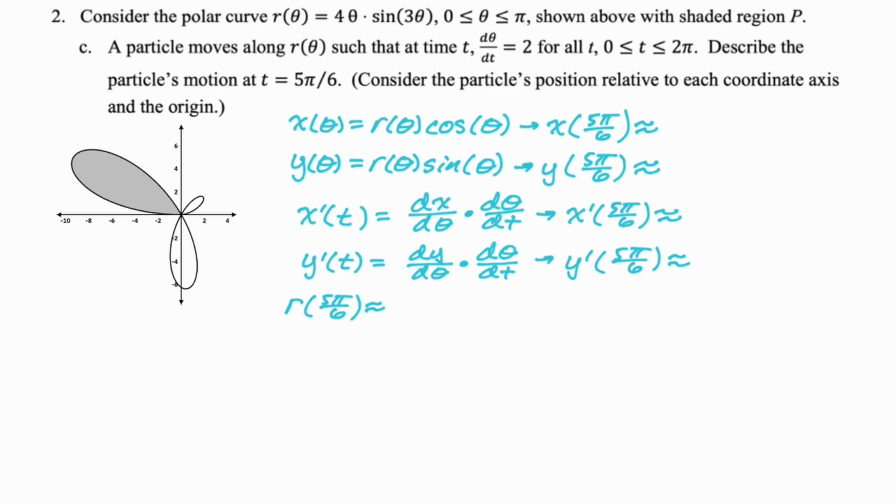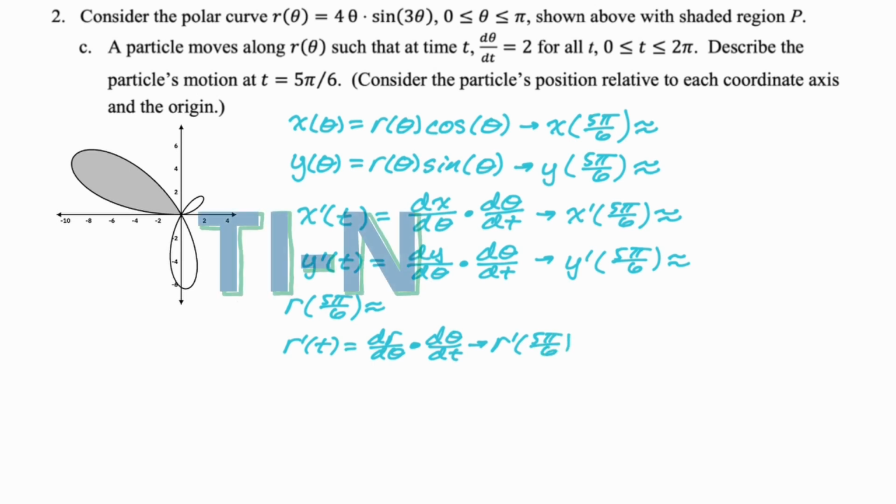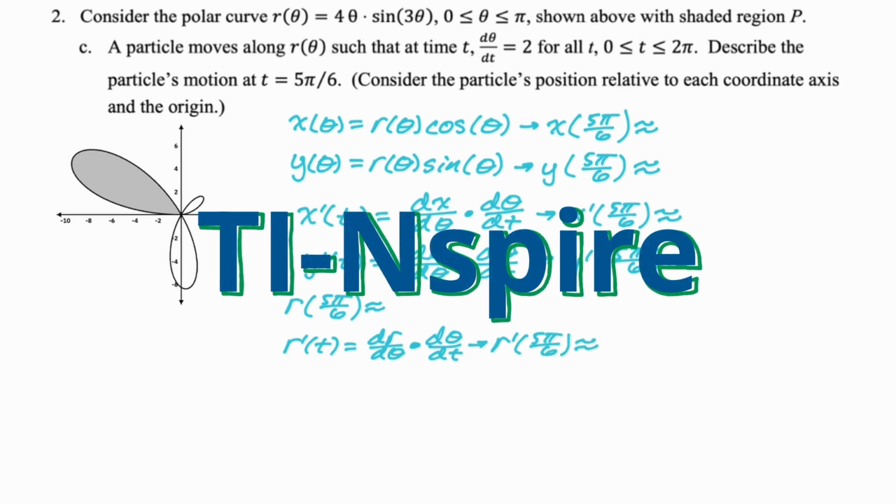So to get r prime of t, we're going to do dr d theta times d theta dt. Luckily, d theta dt is just 2, so I just have to take every calculation I would do and multiply by 2. Not really a big deal, but kind of a pain in the neck. And then we'll evaluate this at 5 pi over 6. So I'm going to switch to the calculator and do all of those in one shot, come back, fill in all of the values, and then try to write up our answer.